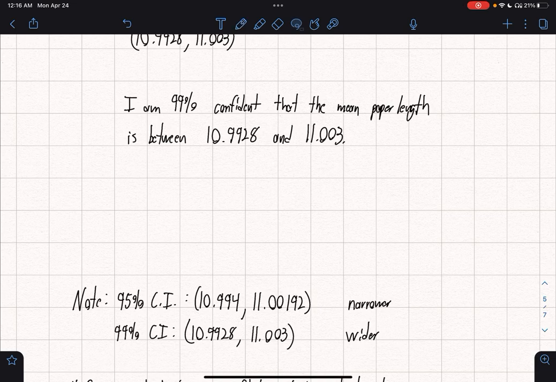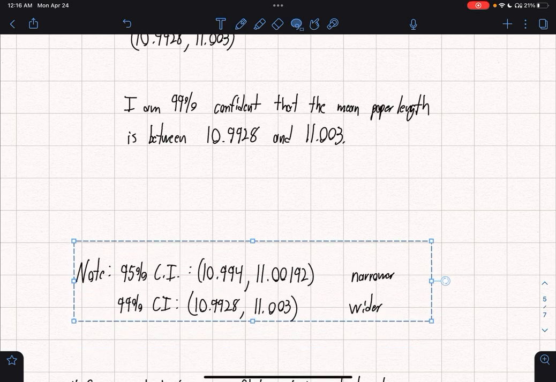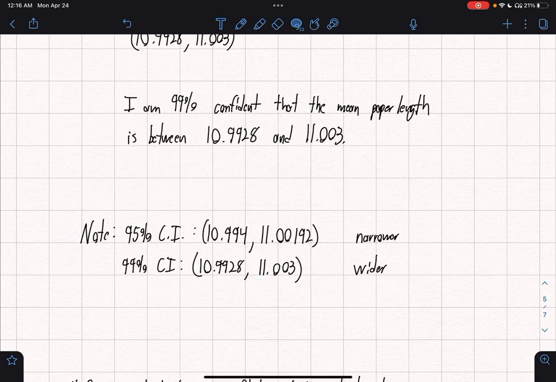So let's just notice a couple things. So I've just rewritten our confidence intervals. Our 95% confidence interval was from 10.994 to 11.001. And our 99% confidence interval was from 10.9928 to 11.003. So I just want to note that the 99% confidence interval is wider, right? The lower bound is smaller than this lower bound, and this upper bound is bigger than this upper bound. So it's a wider interval. And so our 95% confidence interval is a little narrower than the 99%.